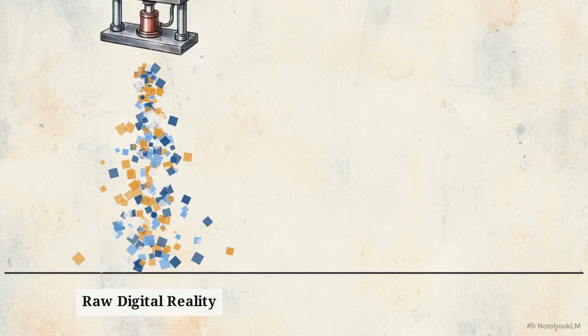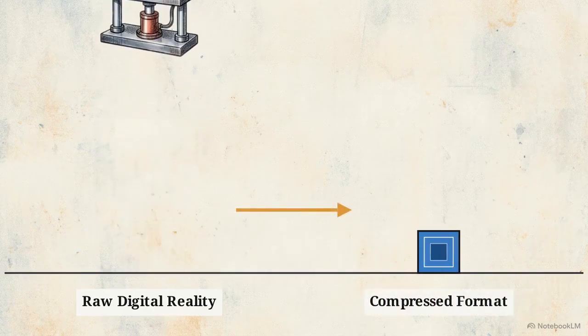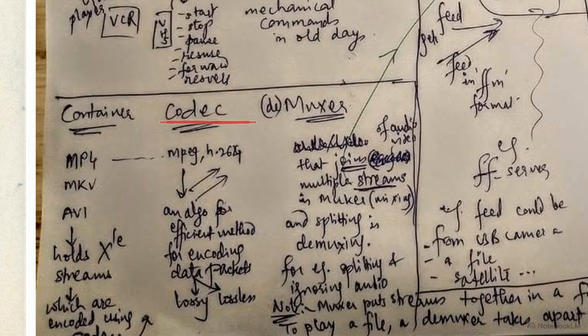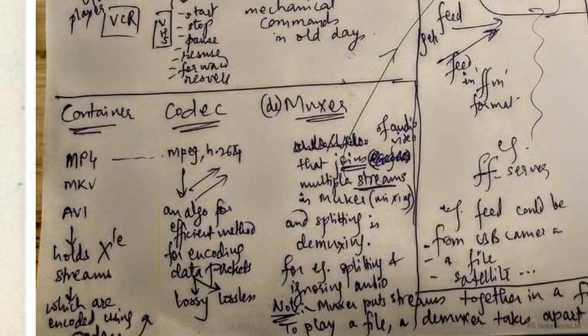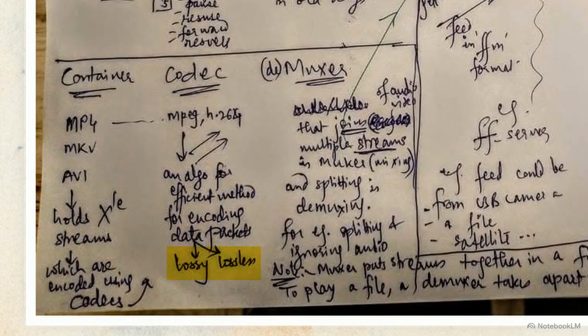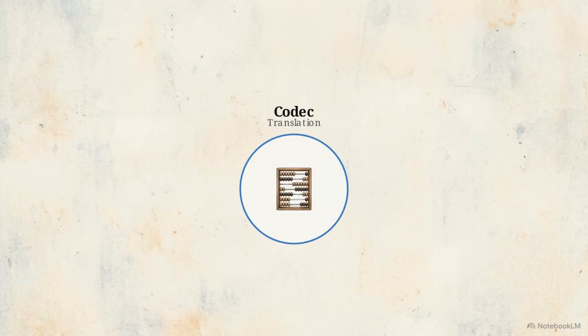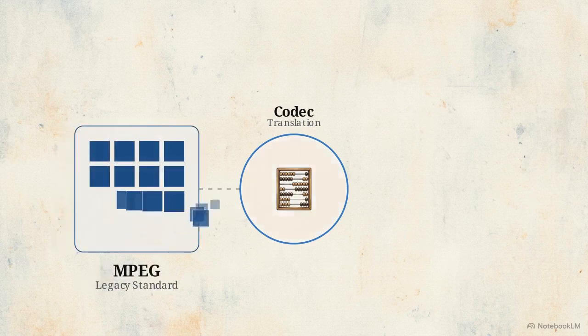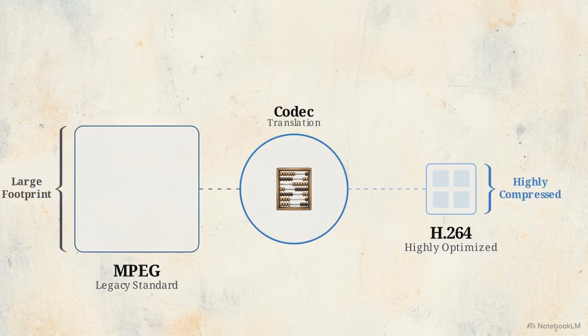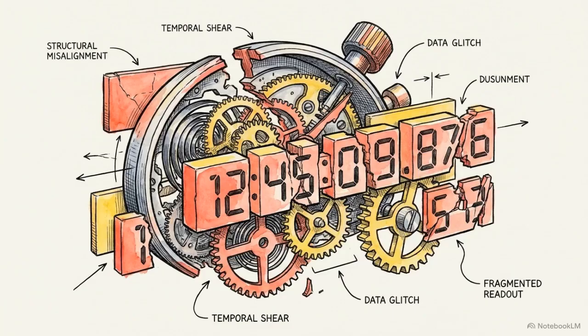So the absolute first step in the pipeline must be an aggressive reduction of the data itself. This brings us to the first digital intervention layer, the codec. As this table shows, a codec is an algorithm, not a file format. It encodes heavy, raw data into a fraction of its original size. Codecs use either lossy compression, permanently discarding invisible data, or lossless compression for perfect reconstruction. They act as mathematical translators, taking an older, heavier standard like MPEG and compressing it into a highly optimized format like H.264.